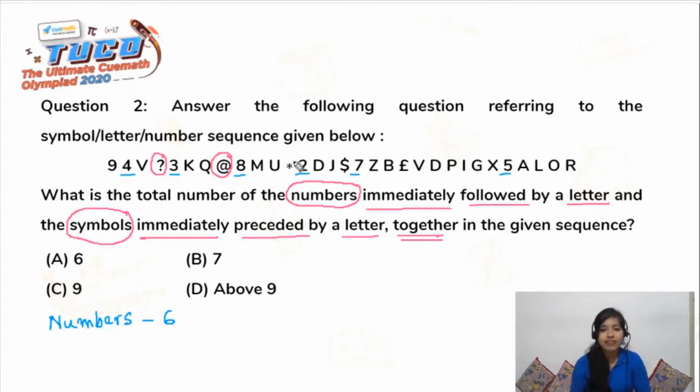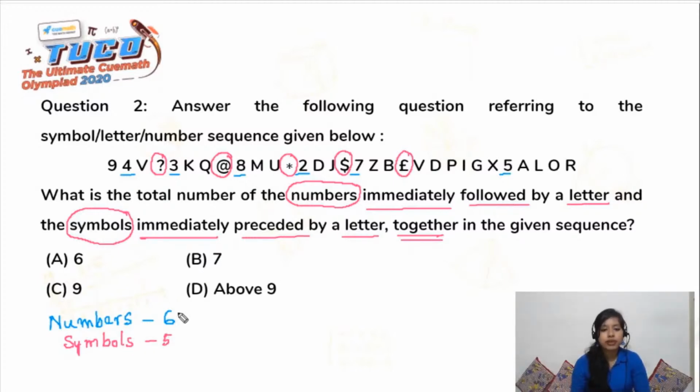And then we have an asterisk. This also has a letter occurring first. We have the symbol $, which has a letter occurring first. We have this as well. And anything else here? No. So how many symbols did we get? 1, 2, 3, 4, 5, right? So the symbols that we got here is nothing but 5, correct?